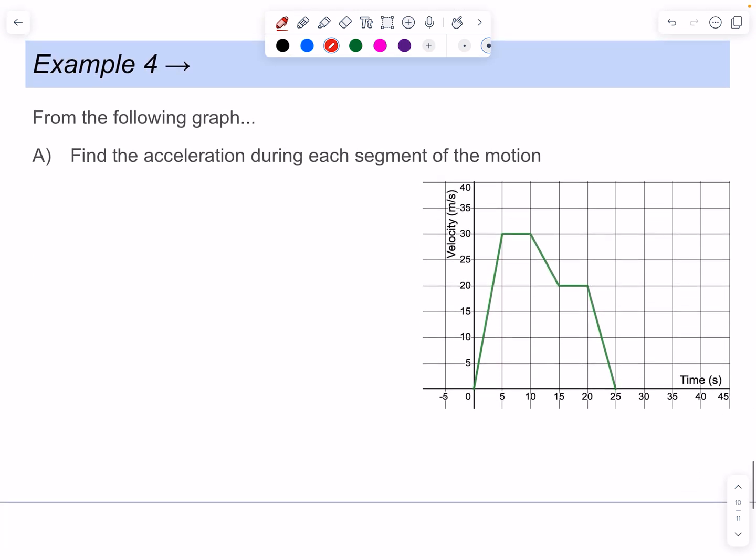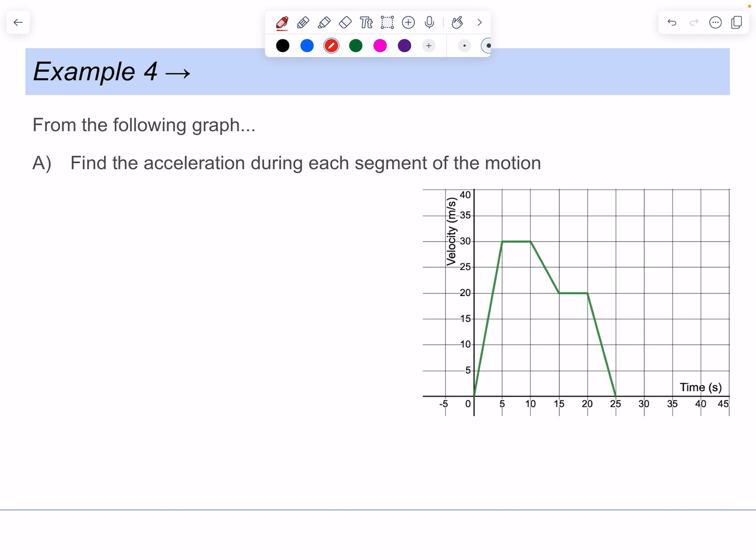So let's do an example of this, and then we'll call it a day. From the following graph, find the acceleration during each of the segments of motion. So let's call this segment A, B, C, D, and E. If I want to find the acceleration on a velocity graph, remember that's the slope. In segment A, it looks like the rise gets up to 30 meters per second in a time of 5 seconds. So the acceleration here would be 6 meters per second squared.